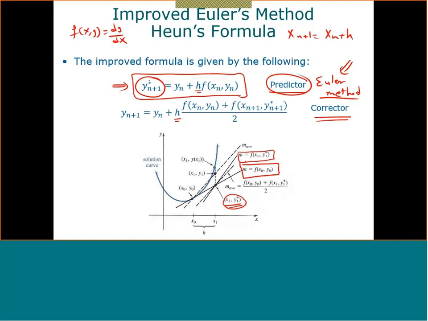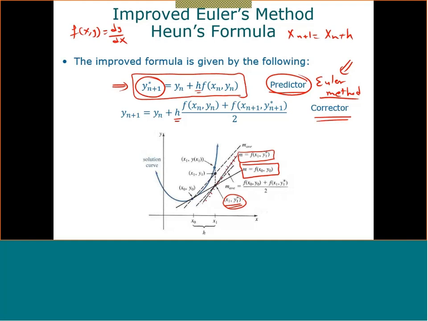At this point, we'll find another slope, which is this slope, the function defined at the new value now. So we will have this slope. This is the slope that we have. This is my new slope.